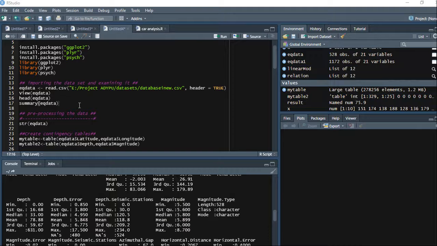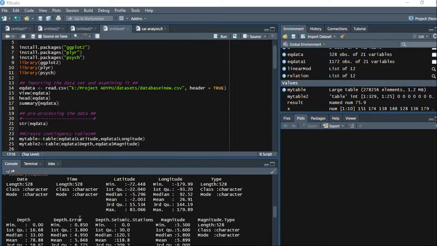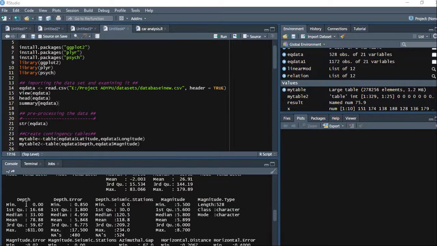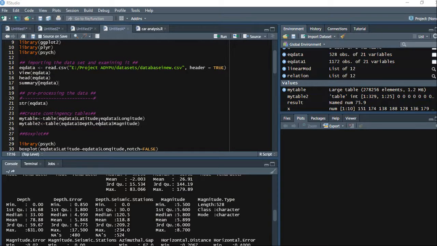I have used summary on this data set. Let's take a look at a summary of the data set. Here is the summary. It shows the median, mean, and other values of the data set. Next is pre-processing the data. I have used this for pre-processing the data.